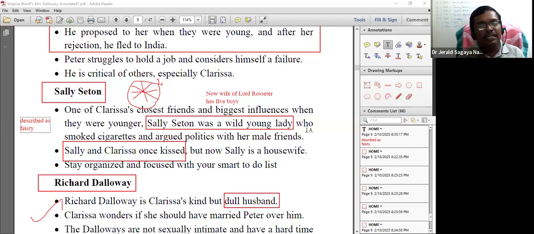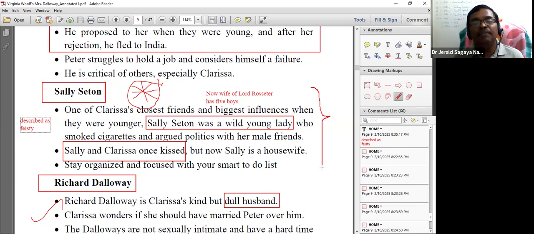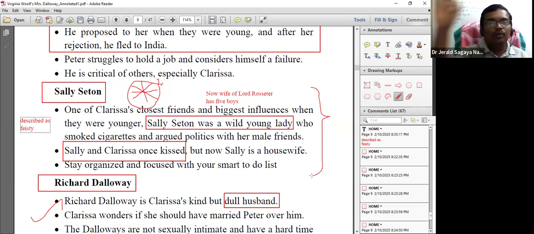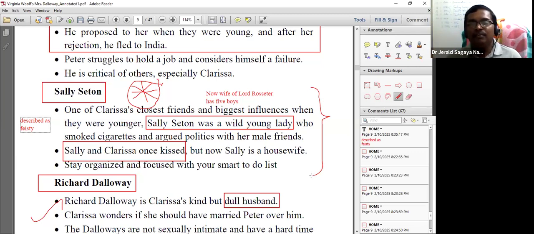Once she even kissed Clarissa and triggered a kind of feeling in Clarissa. But in order to conform to the society, which demands conformity, because of the pressure from the society, she married and changed herself and became a housewife. And now she is the mother of 5 boys.